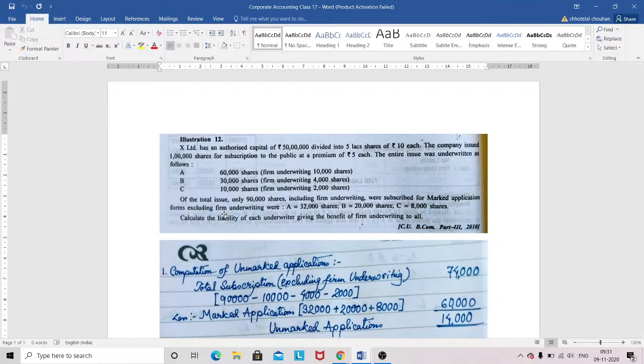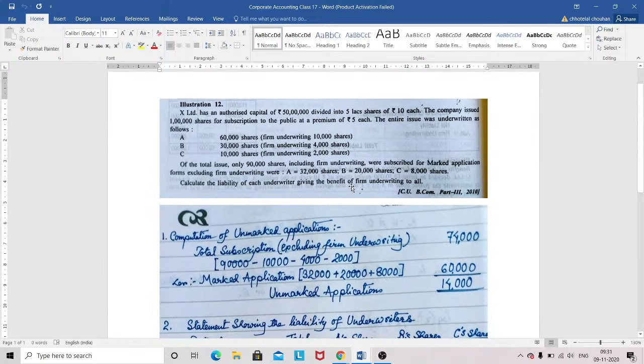Okay, so better we deduct that particular unmarked firm underwriting from that 90,000, the total application received. ফার্ম আন্ডাররাইটিংটাকে যদি মাইনাস করে দিই, তাহলে ওটা এক্সক্লুডিং ফার্ম আন্ডাররাইটিং হয়ে যাবে, আর মার্কড অ্যাপ্লিকেশন তো অলরেডি এক্সক্লুডিং করাই আছে. So you can adjust it or you can calculate it. ওকে, সো এই পার্টটা আগে করি, তাহলে ব্যাপারটা বুঝতে সুবিধা হবে. Okay, so first one, computation of unmarked application. Look at that: total subscription or total application receipt, you can write excluding firm underwriting.